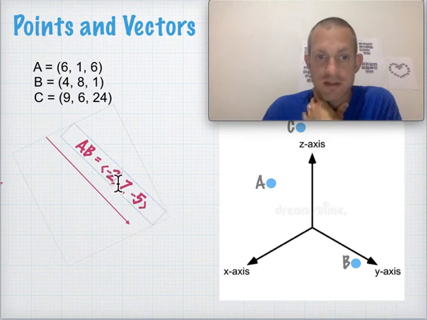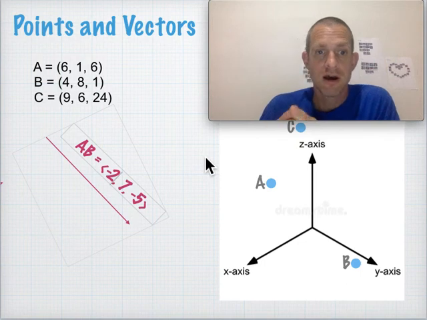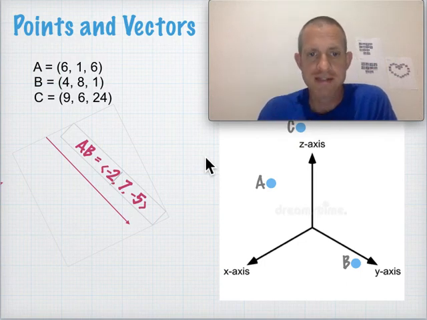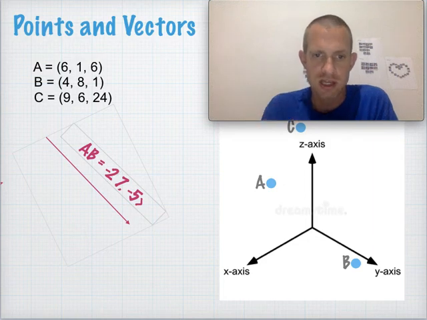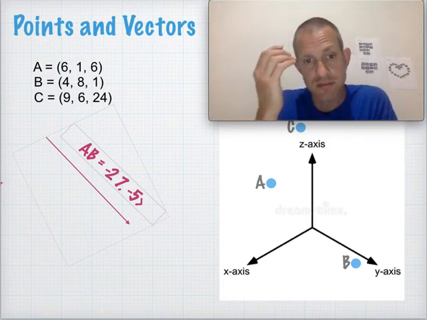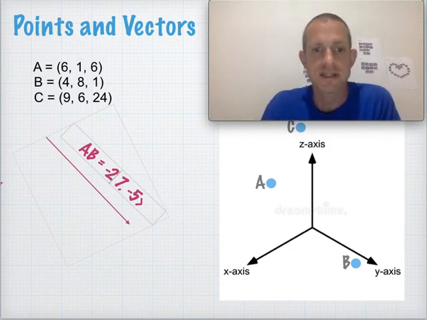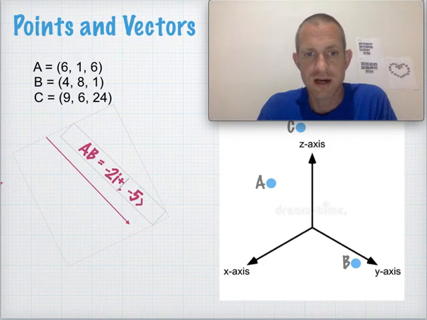Another very common thing to do is to write it in component form. If you do that, then you'll use i, j, and k to represent 1 step in the x direction, j is 1 step in the y direction, and k is 1 step in the z direction. And so you could write it like this: -2i + 7j - 5k.